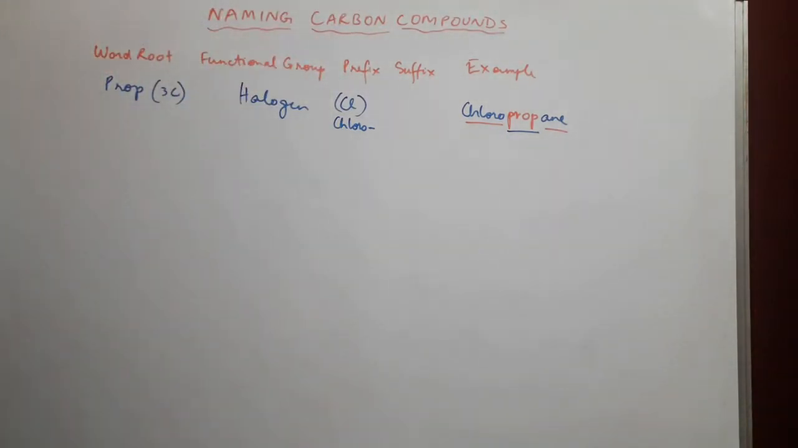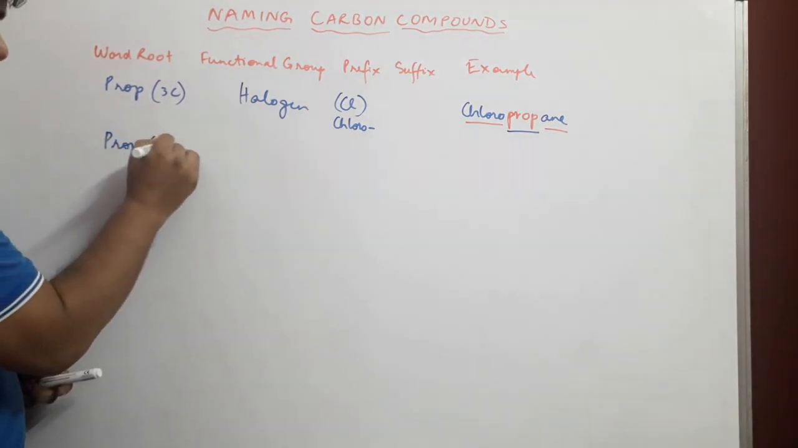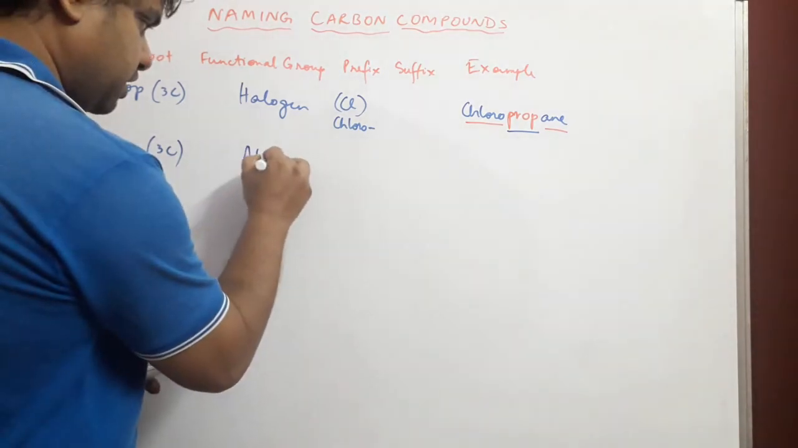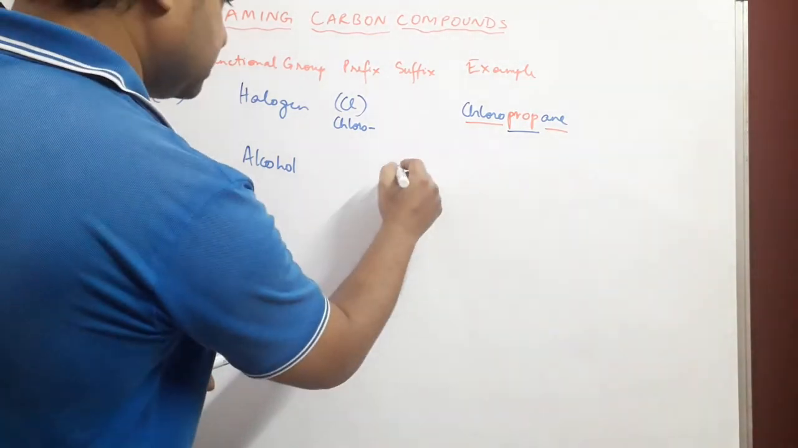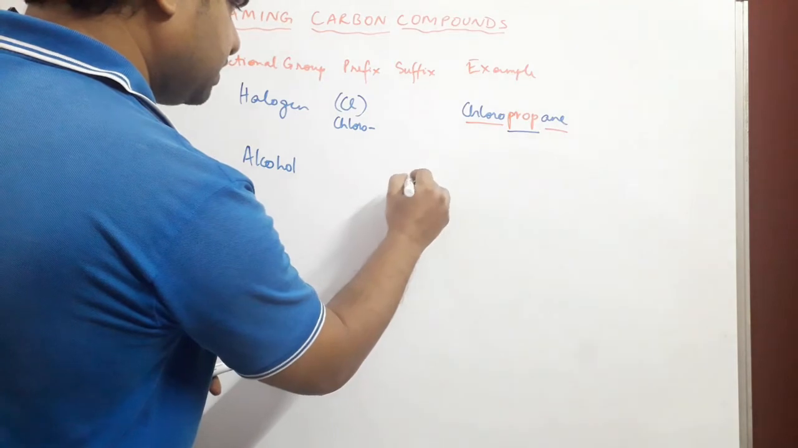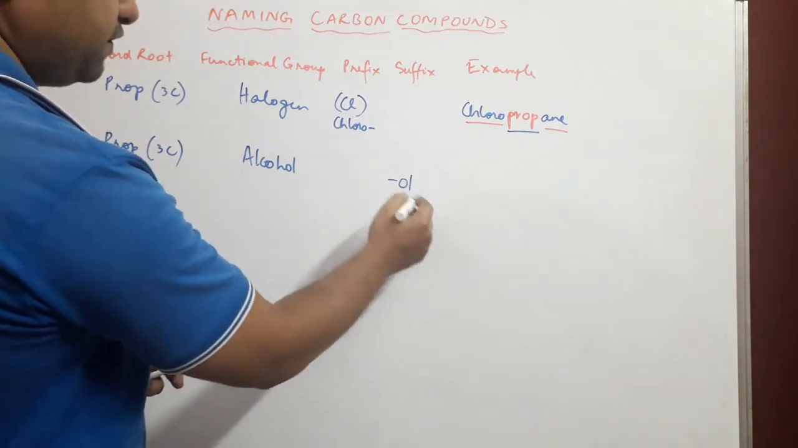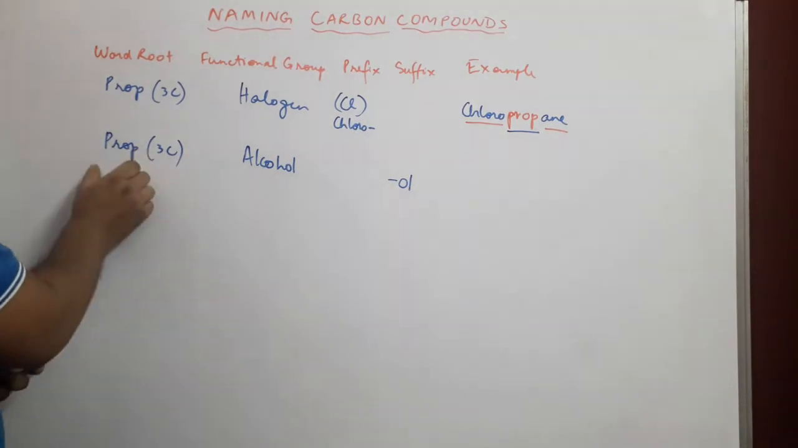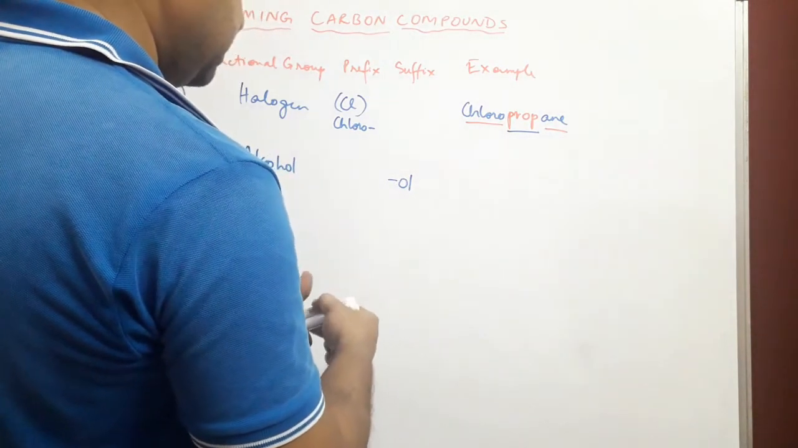And we'll go to the next one, which we'll continue with prop only as our word root with 3 carbon atoms. And the next one after halogens is your alcohol, a very important group. So alcohol is a functional group and it is always a suffix and it will always be written as OL. So I'll put a dash in front of OL showing that it is a suffix. Here this is a prefix, that means it comes before the word root.